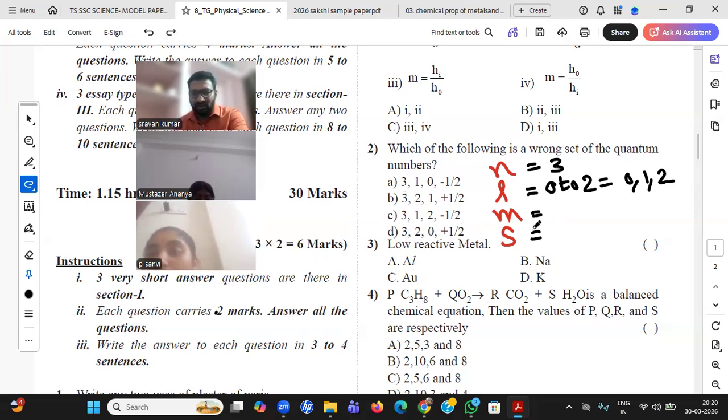Yes, Sanvi, now you see, what is the magnetic quantum number?